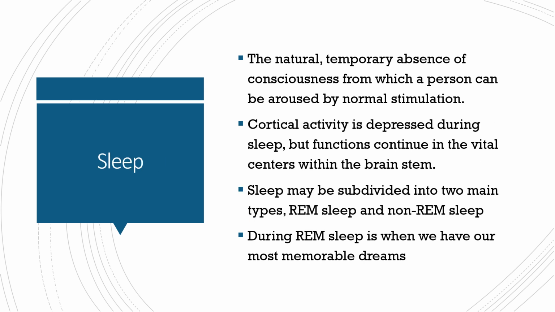Sleep is the natural, temporary absence of consciousness from which a person can be aroused by normal stimulation. Cortical activity is depressed during sleep, but functions continue in the vital centers within the brain. Sleep may be subdivided into 2 main types: REM, which is rapid eye movement sleep, characterized by rapid eye movements and vivid dreaming. Brain activity during REM sleep resembles wakefulness, but the body's muscles are paralyzed except for eye muscles and those involved in breathing and circulation.